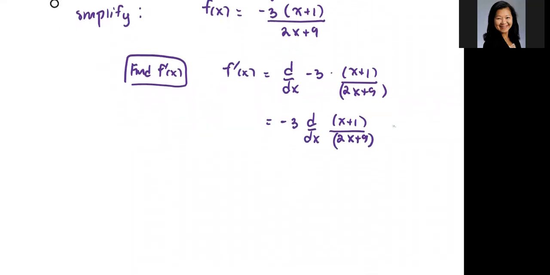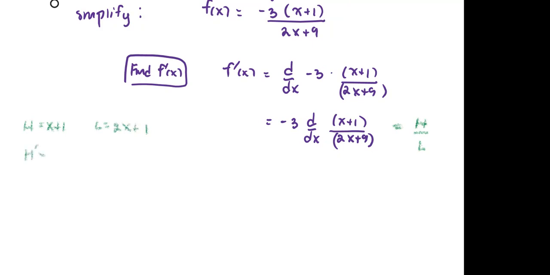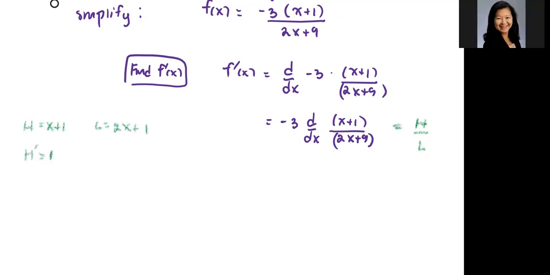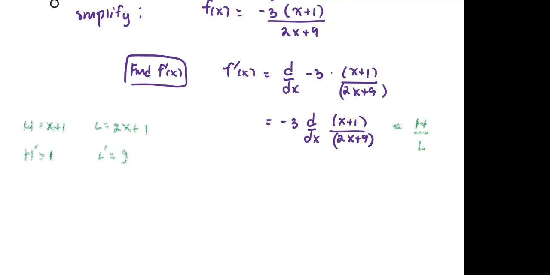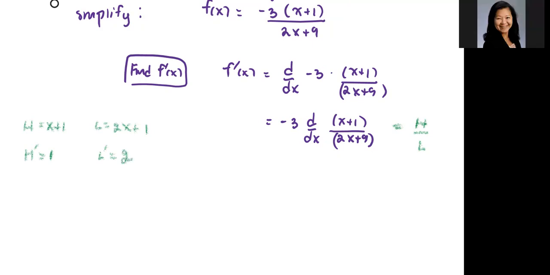The quotient rule, we identify the top as the high, the bottom as the low. Sam, could you help me with the high and low function derivatives, please? If the high is x plus 1, the low is 2x plus 9, so the high derivative would be just 1. Very good. And the low derivative is? That would be just 2. Very good. So how about the quotient formula? The derivative, the quotient rule formula?